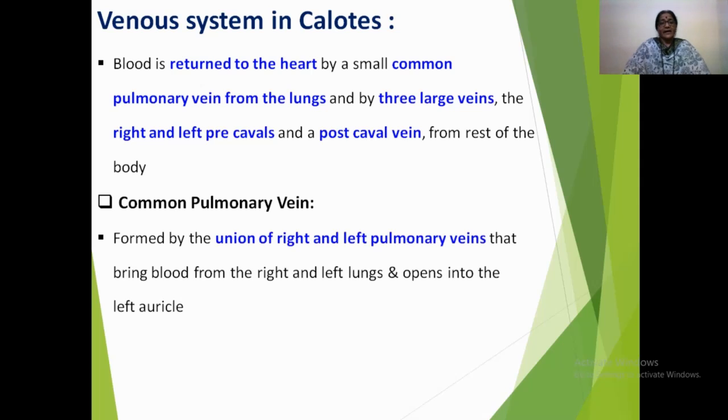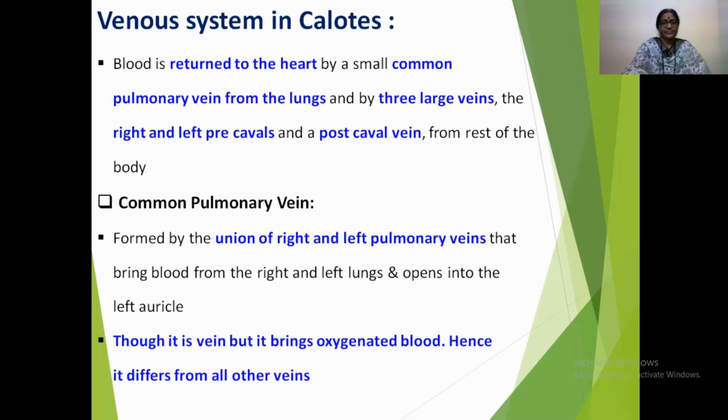It is formed by union of the right and the left pulmonary veins, and that brings blood from the right and the left lung and opens into the left auricle. Though it is a vein, it brings oxygenated blood, hence it differs from all other veins.